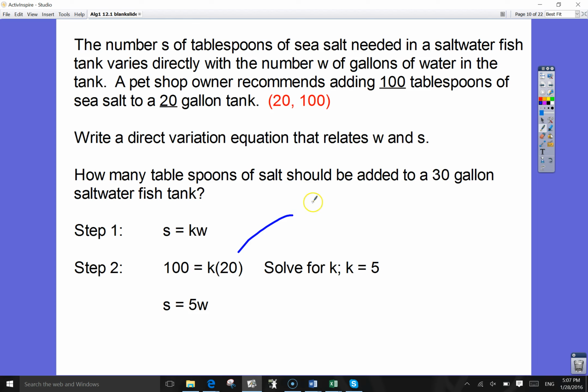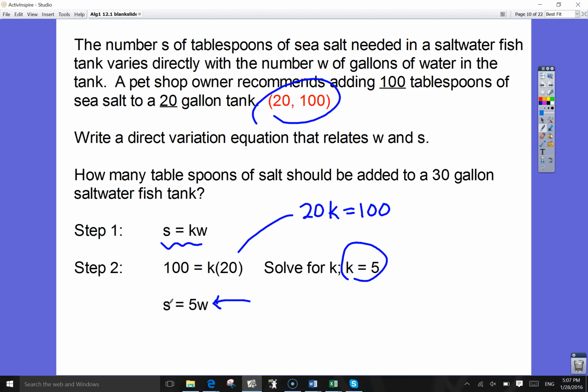Maybe if it makes it any easier, you could write it like 20 times k equals 100. Solve for k. Divide by 20. And k equals 5. So the second step, after having given you the kind of variation, they give you a point so that you can solve for k. And now you can update the variation. This is what we know. We don't have to use k anymore. We know k. K is 5. So this is S equals 5W.